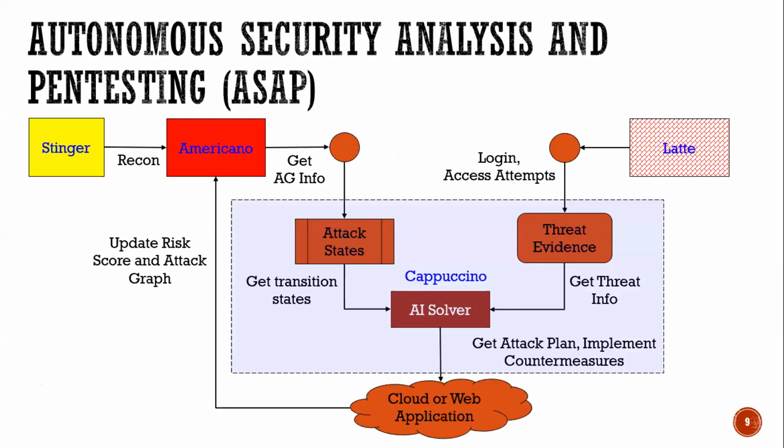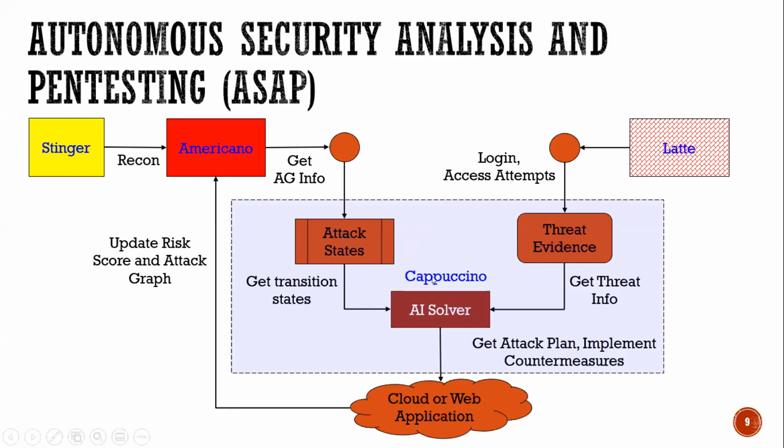So if you look at our system ASAP, there are 4 main modules. Stinger, where S stands for scanning. So we use Stinger for scanning and recon. The information from Stinger is fed into Americano, where A stands for attack analysis. And we use this information from Americano to identify the attack states in the network. Latte is a module where L stands for log. It's a module which identifies network and host logs to gather the threat evidence.